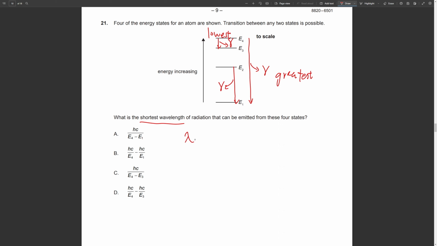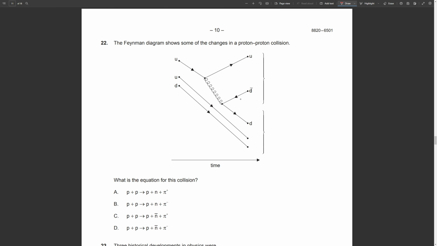The wavelength of a photon is related to its energy in this equation. You can find it in your formula sheet in topic 7. Therefore, wavelength is inversely proportional to the energy. If we are looking for the shortest wavelength, then we should get the greatest energy. So it is hc over E4 minus E1. The answer is A. Question 22.